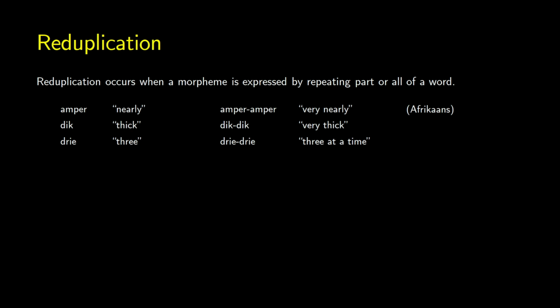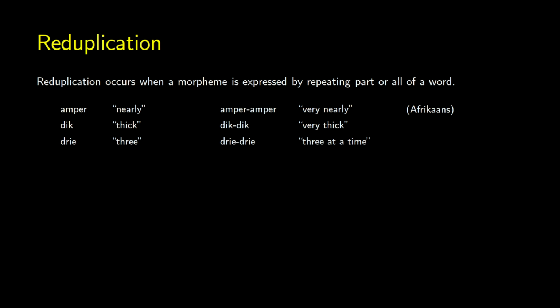Now we could model that, but I think that's probably not too bad at this point. A really interesting case is called reduplication, and this is where the morpheme-based model tends to struggle and the word-based model prevails. So let's take a look at this data. We have amper, which means nearly, and if we duplicate the word, we get amper amper, which means very nearly.